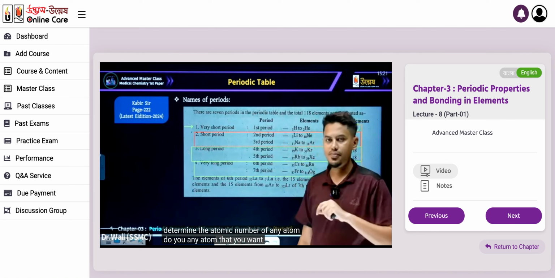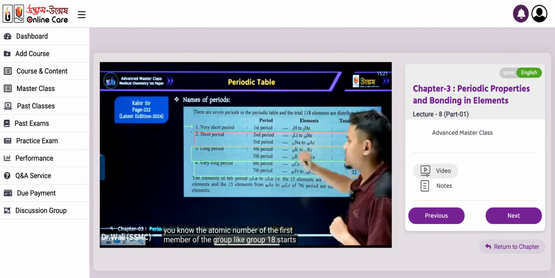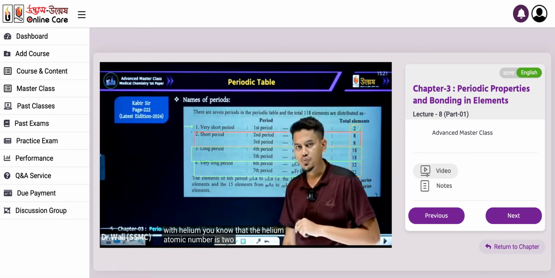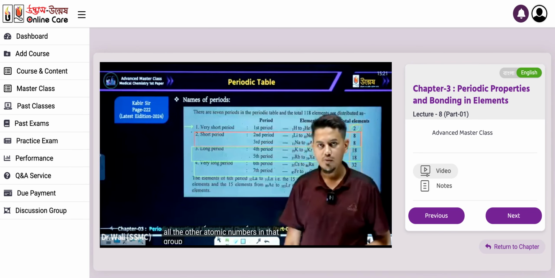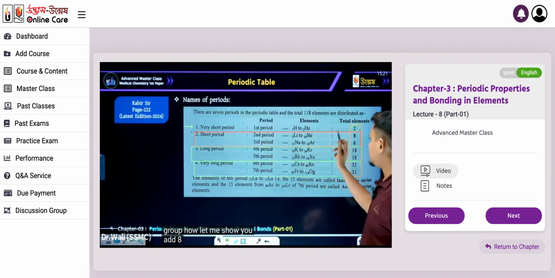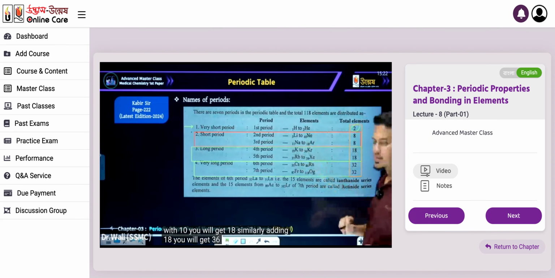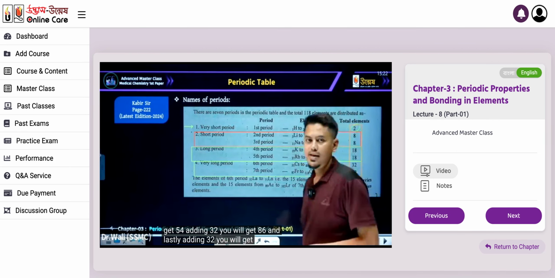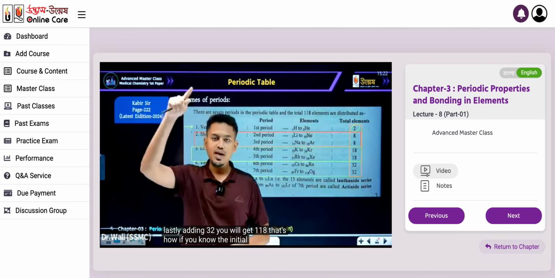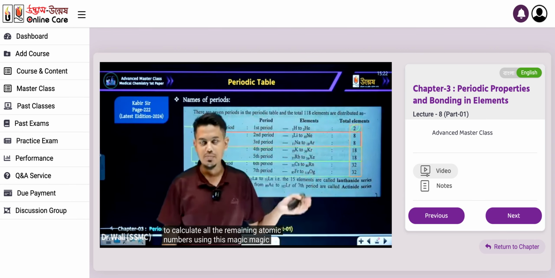Suppose you know the atomic number of the first member of a group, like group 18 starts with helium, and you know that the helium atomic number is 2. Keeping that in mind, you can easily calculate all the other atomic numbers in that group. How? Let me show you. Add 8 with 2, you will get 10. Add 8 with 10, you will get 18. Similarly, adding 18, you will get 36. Adding 18, you will get 54. Adding 32, you will get 86. And lastly, adding 32, you will get 118. That's how, if you know the initial atomic number of a group, then you will be able to calculate all the remaining atomic numbers using these magic numbers.